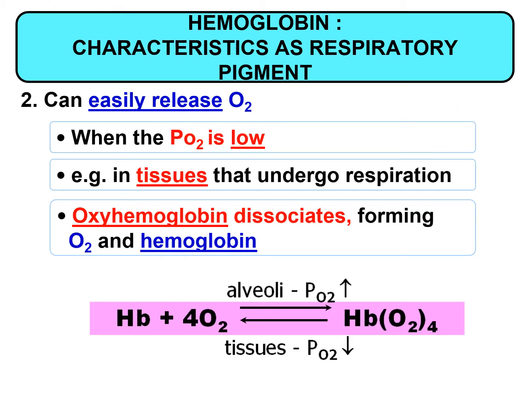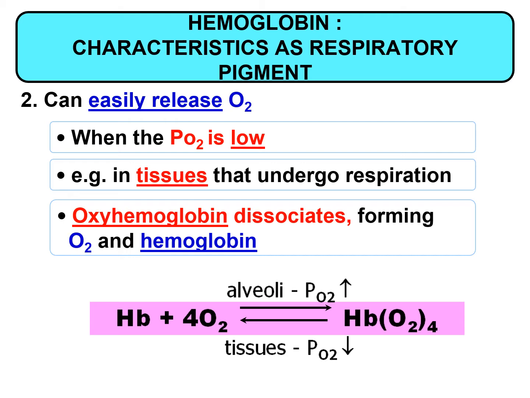When the hemoglobin reaches an area or tissue that has low partial pressure of oxygen, it will easily release oxygen. This characteristic is very important because it will ensure that the tissue that is respiring, that needs the oxygen, will receive the oxygen that is carried by the hemoglobin.